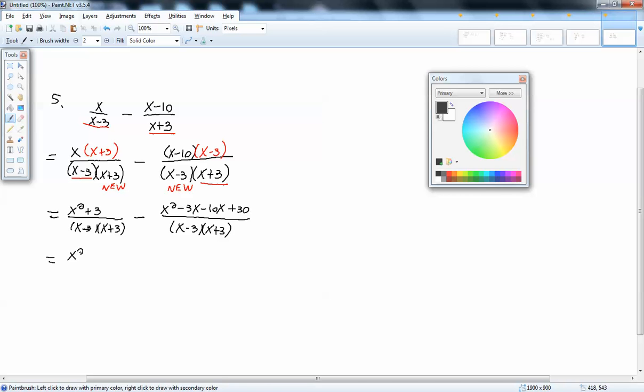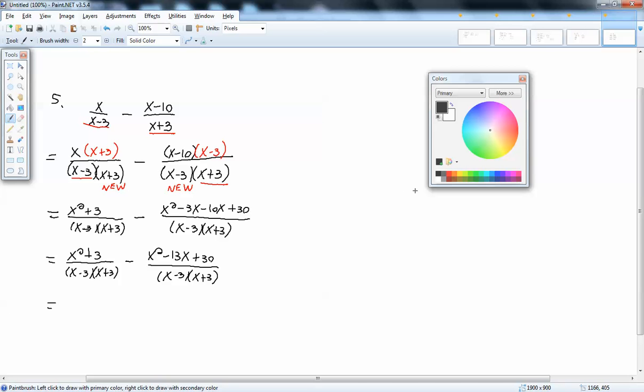Which gives us X squared plus 3 over X minus 3, X plus 3, minus X squared, and always combine together like terms. Negative 3X, negative 10X is negative 13X, plus 30, all over our denominator. Okay, now we have the same denominator, so I want to merge these together into a single fraction.